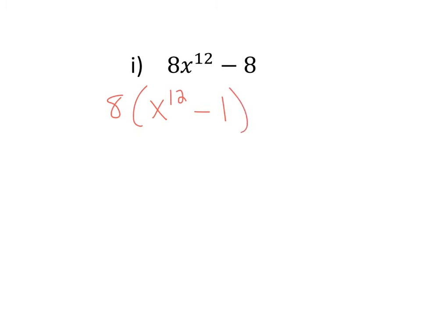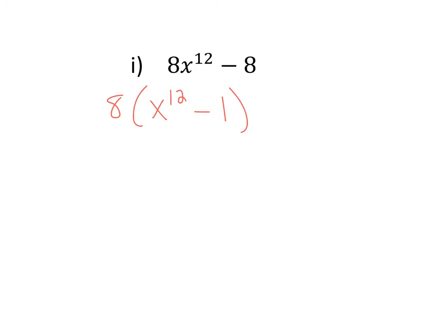8 divided by 8 is 1. You must put it in if it's the only thing left. Remember what I said earlier: a variable with an even exponent is a perfect square. And 1, of course, is a perfect square, and we do have a difference.